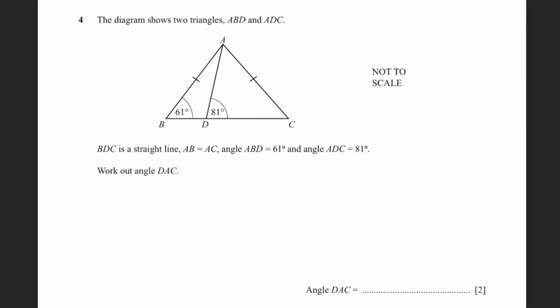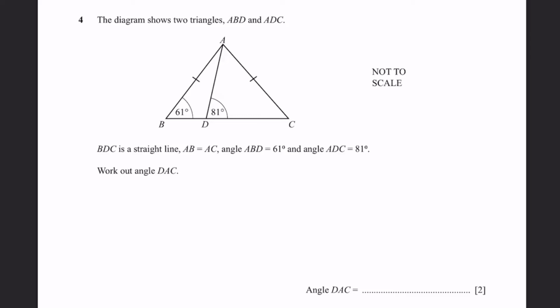Question 4. The diagram shows 2 triangles, ABD and ADC. BDC is a straight line, AB equals AC, angle ABD equals 61, and angle ADC is 81 degrees. Work out angle DAC. We can notice that this angle DAC is in the triangle DAC, and we have one of the angles of that triangle already. So we can find the second angle of this triangle over here. Then of course we can find this angle. Well, we see that there is a 61 degrees given here.